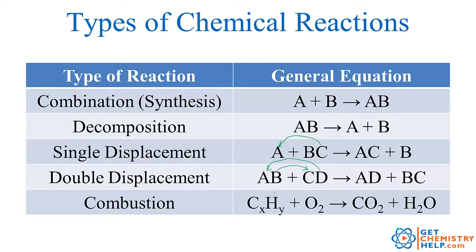And the last general type of reaction is a combustion reaction. Now, a combustion reaction is going to involve some kind of a hydrocarbon, which is just a shorthand way of saying a compound that contains hydrogen and carbon. And it's going to be burning in oxygen. That's the combustion part. And when the carbon burns with oxygen, it makes carbon dioxide. When the hydrogen burns with oxygen, it makes water. So you're always going to have some kind of a hydrocarbon combining with oxygen to make carbon dioxide and water.